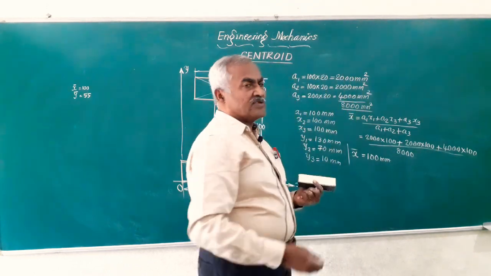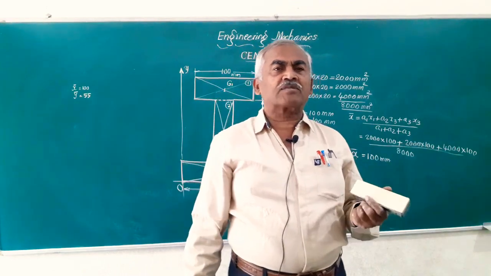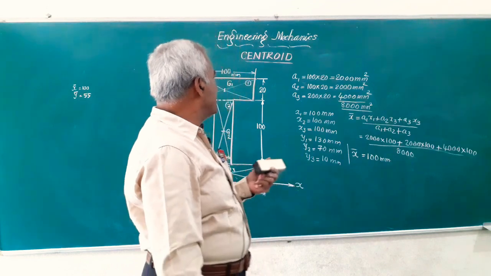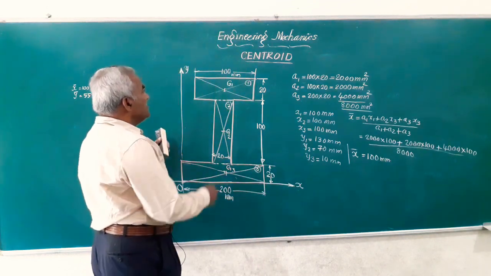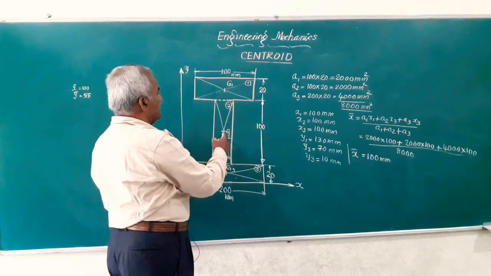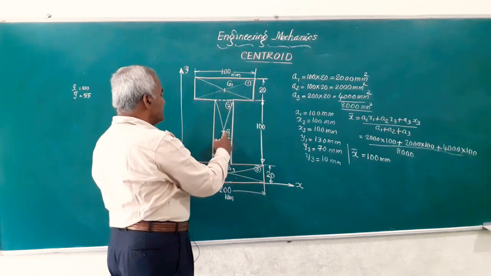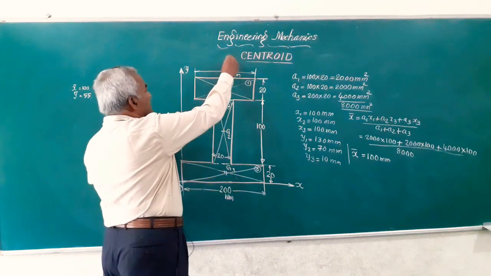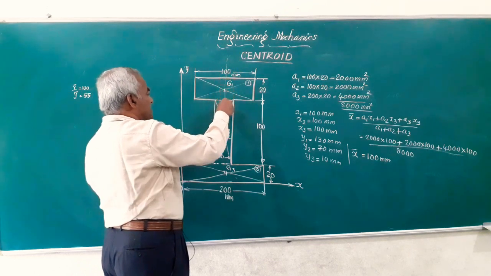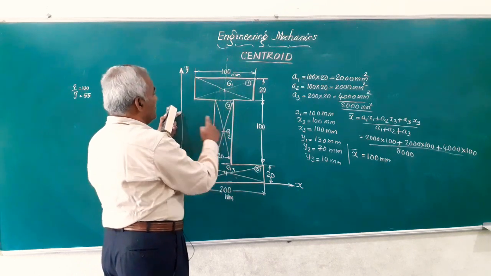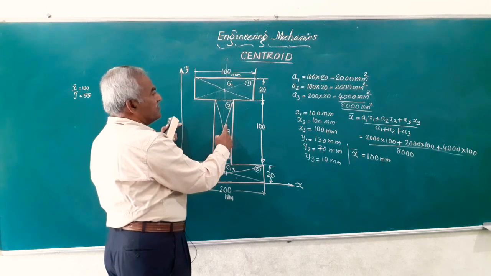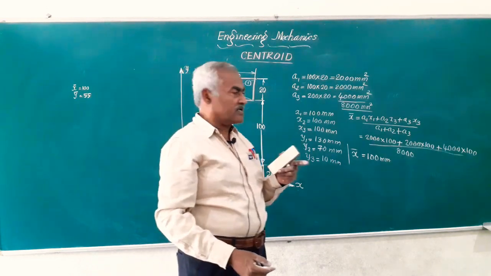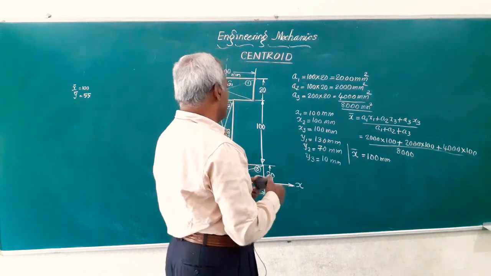And you can also verify whether the value of x bar you have found out is right or wrong, because, friends, you can see here all the centroids of the three rectangles, that is G1, G2, G3, as I told you before, lie on the same vertical line, which is at a distance of 100 millimeter from the y axis. So, the answer we have got for x bar is 100% correct.